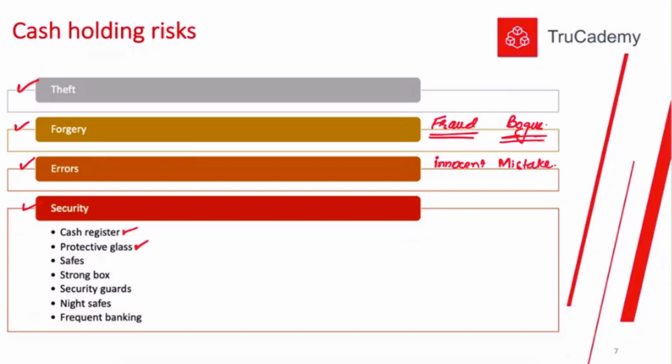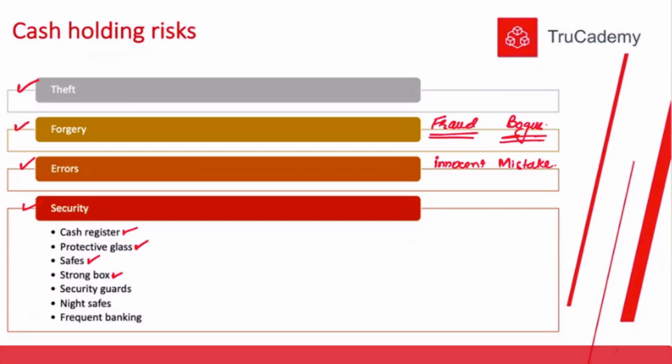Second, we can use protective glass. This is very common in banks, that wherever cashiers are sitting, in front of those cashiers they put protective glass just to protect them in any sort of event or problem. Then we can have safes, for example. We can use safes in our business to secure the cash with a proper passcode and password. Then we can also have a strong box. A strong box is a box which is fireproof and bomb-proof, and if any sort of activity happens, the cash will remain safe in the strong box.